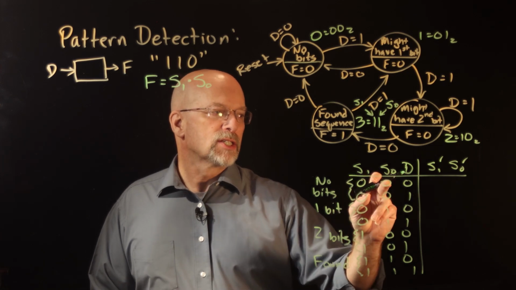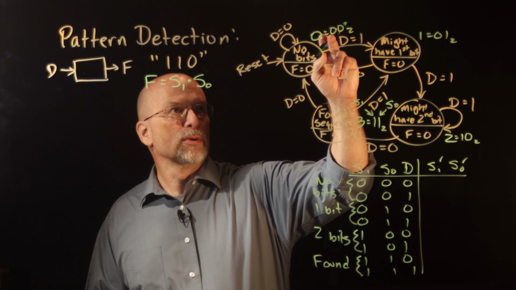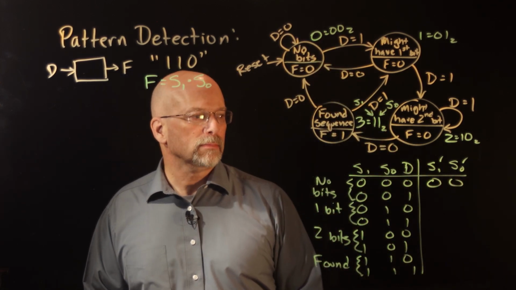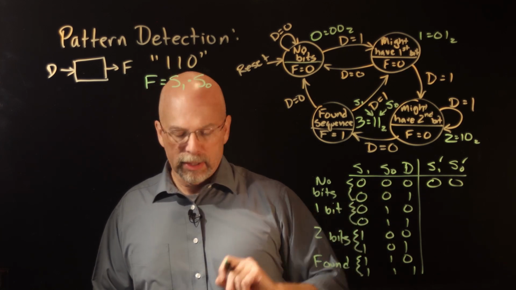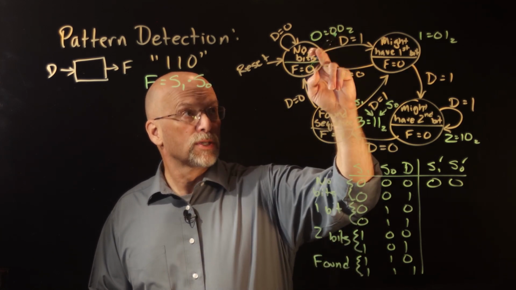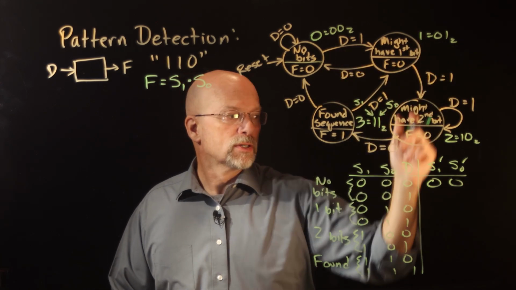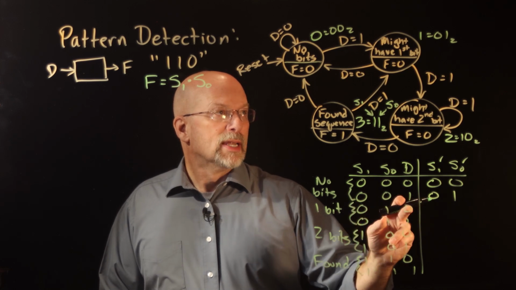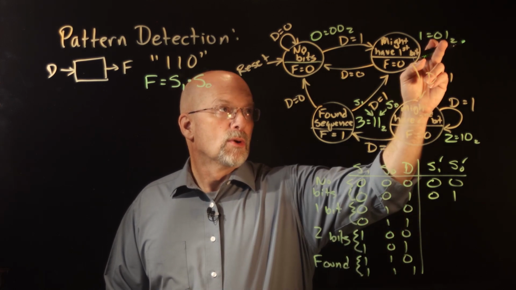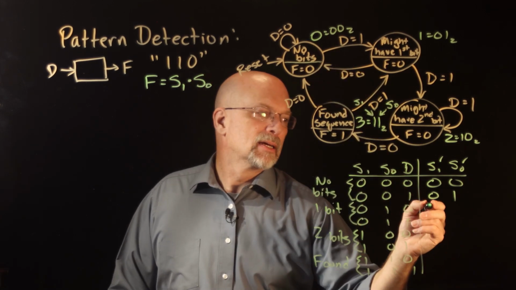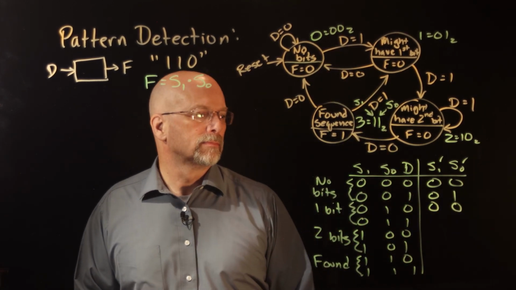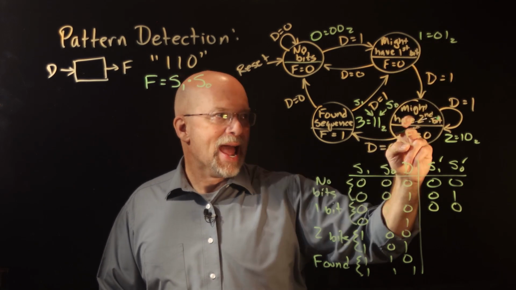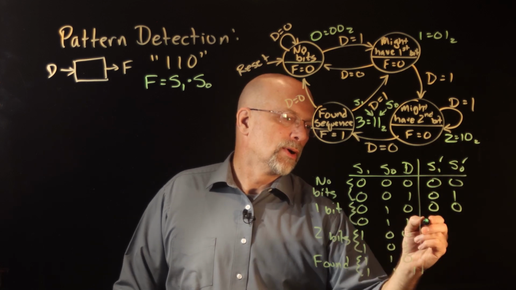Now, if I'm in state 0,0 and D equals a 0, I'm headed back to state 0,0. If I'm in state 0,0 and D is equal to a 1, I'm headed over to state 0,1. Now, if I'm in state 0,1 and D is equal to a 0, I come back to state 0,0. If I'm in state 0,1 and D equals a 1, I come down to state 1,0.